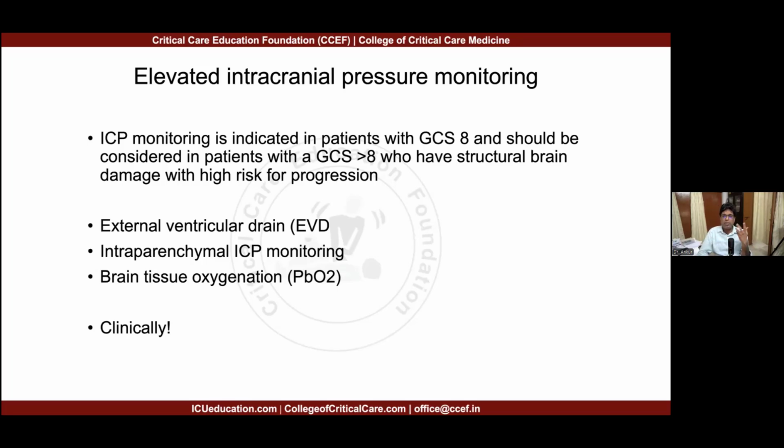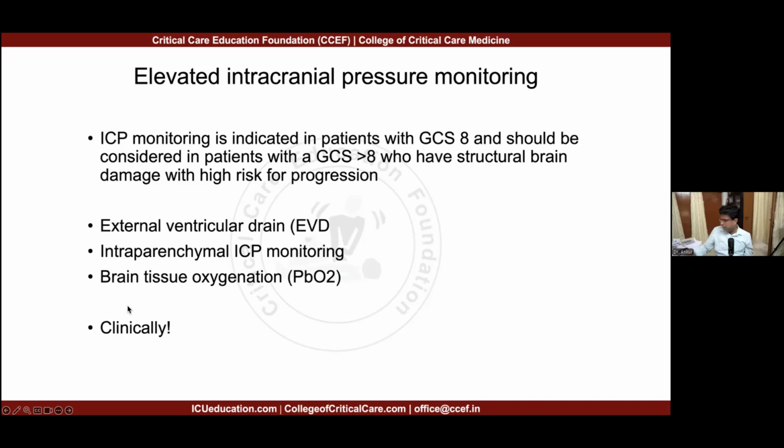First of all, you need to think about which patients need intracranial pressure monitoring. Any patient who has a GCS of less than 8, meaning you are ventilating the patient, then obviously you should do intracranial monitoring if it is available. In patients who have a GCS of more than 8, but you feel they are at high risk of progression, you should start intracranial pressure monitoring.